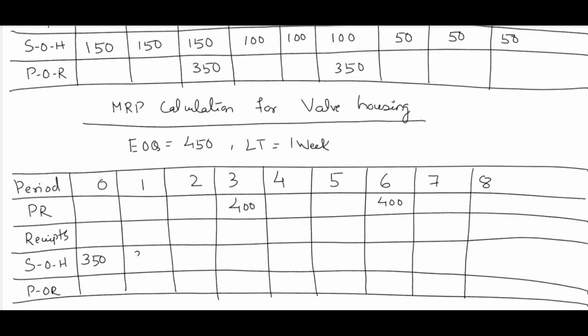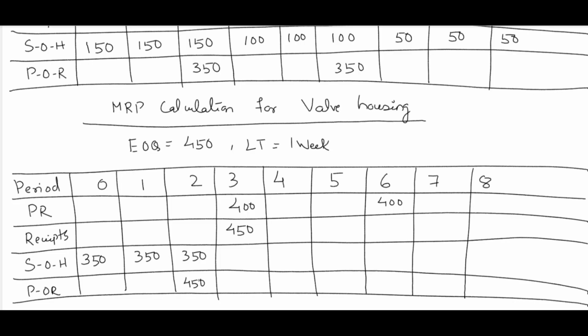Then first week, no demand, 350. Now we are lacking behind by 50, so we have to place the order. At a time we can place an order of the economic quantity, 450. Lead time is 1 week. We need the receipt in the third week, so we have to order in the second week because lead time is 1 week.